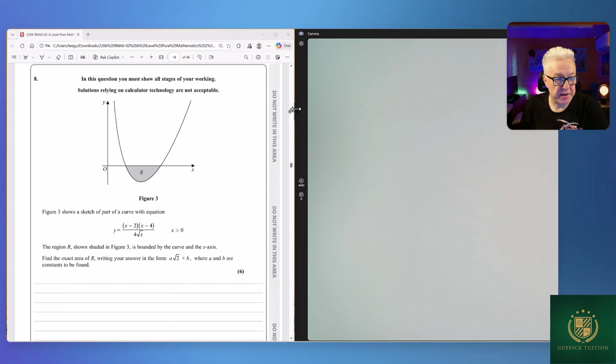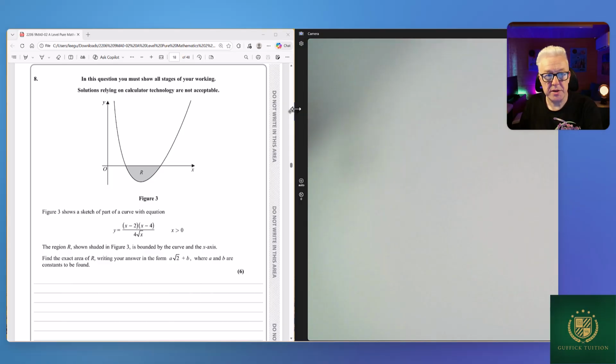Figure 3 shows the sketch of part of a curve with the equation y is equal to (x minus 2)(x minus 4) over 4 root x. The region R shown shaded in figure 3 is bounded by the curve and the x-axis. Find the exact area of R, giving your answer in the form a root 2 plus b, where a and b are constants to be found. It seems like quite a fair and nice question to me.